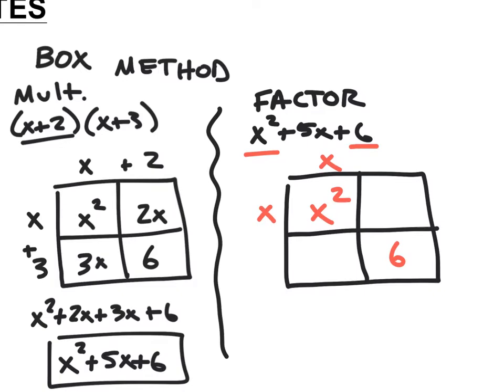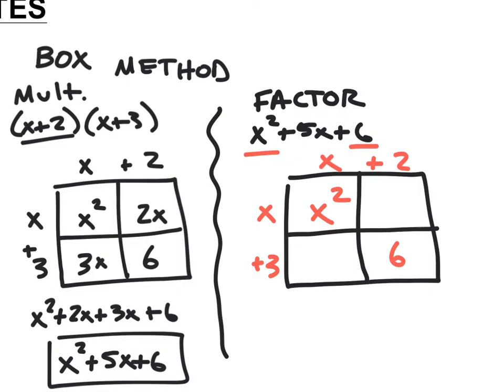Now, the next question I ask myself is, what two numbers are going to multiply together to give me 6? And those numbers are going to go here and here, okay? Now, you have some different options. Since we already know the answer, we know that it's going to be 2 and 3. So I'm going to do a plus 2 and a plus 3.